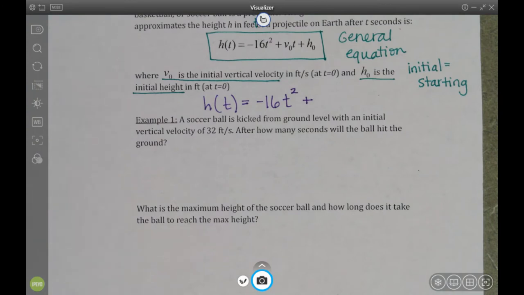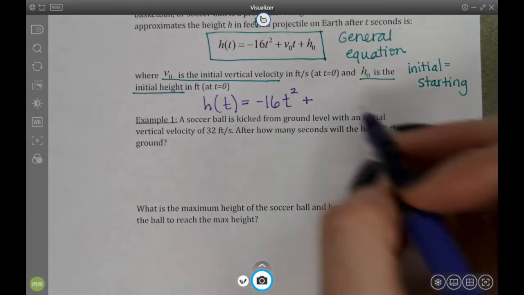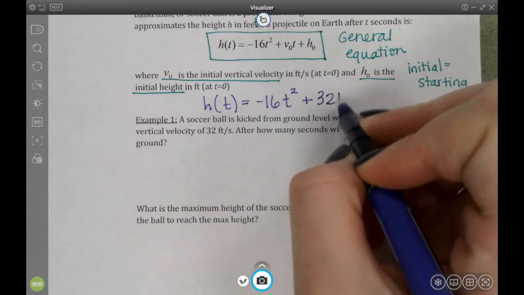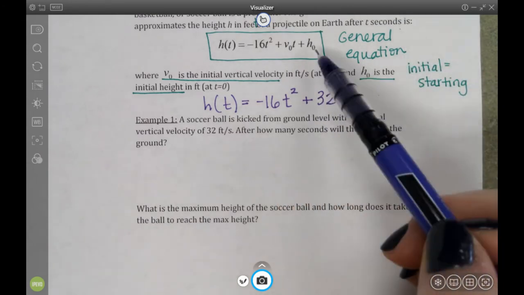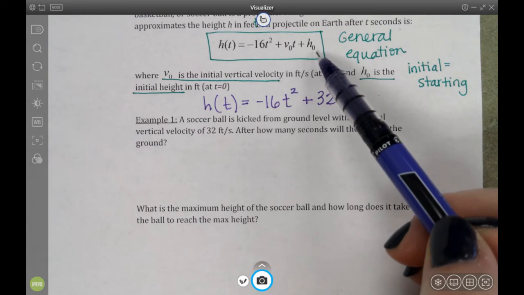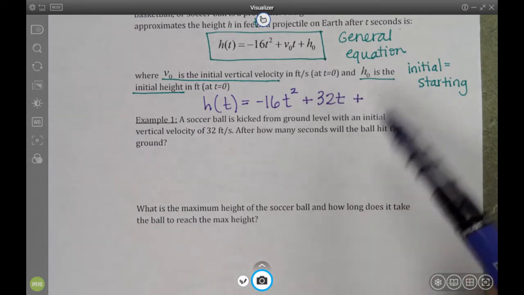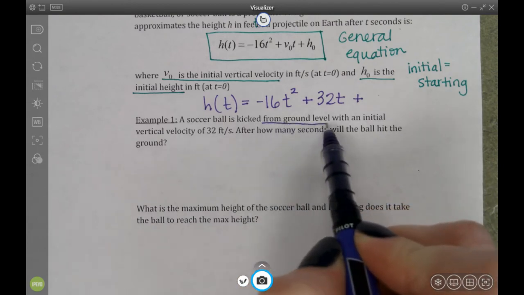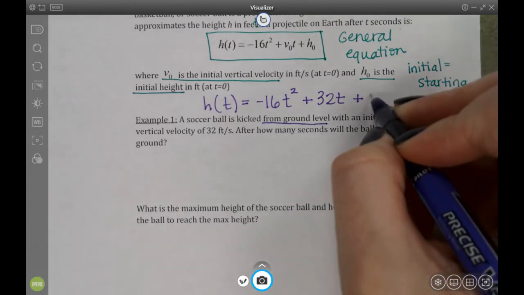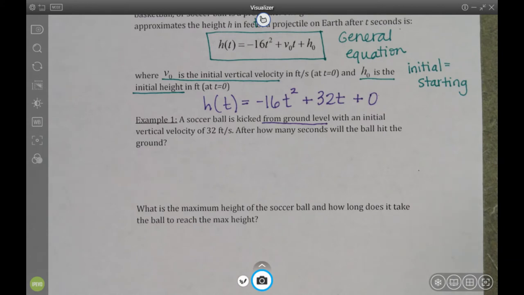what's the initial vertical velocity? 32 feet per second. Yep, so 32t plus h naught is your original height. What's our starting height? 0. It says from ground level, so that's a starting height of 0. If you write your equation and you don't put the plus 0 at the end, that's fine. Okay, I won't write it.